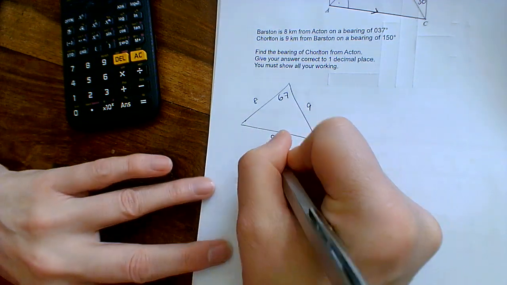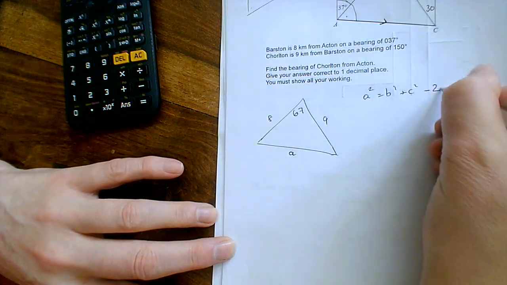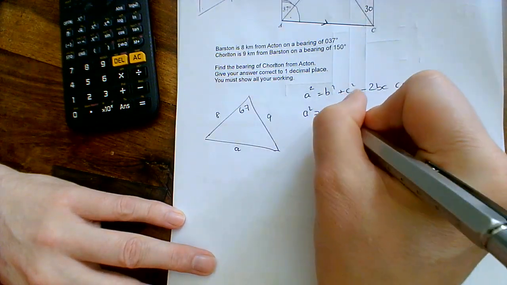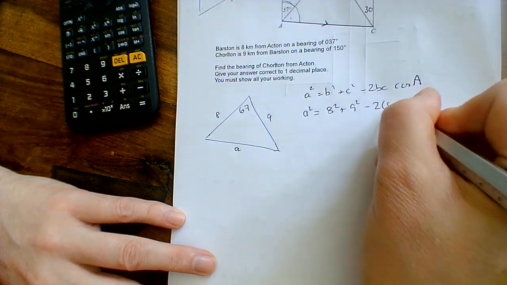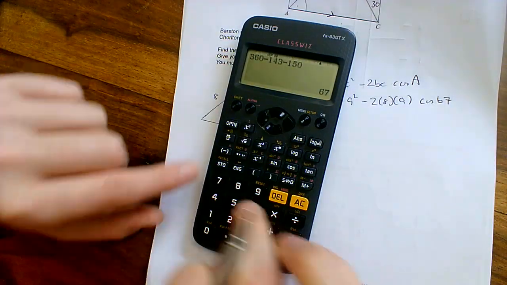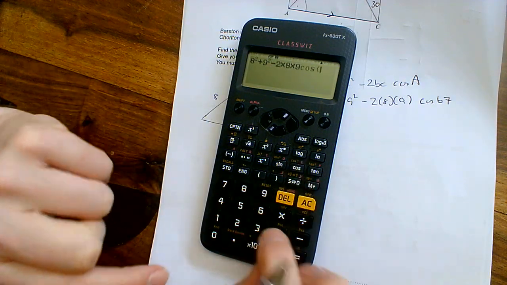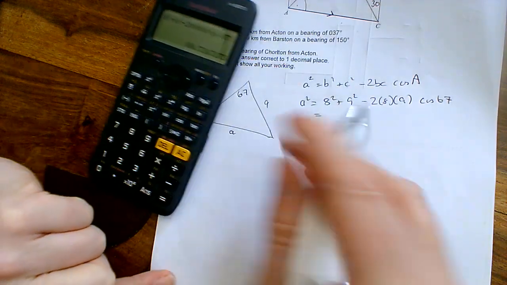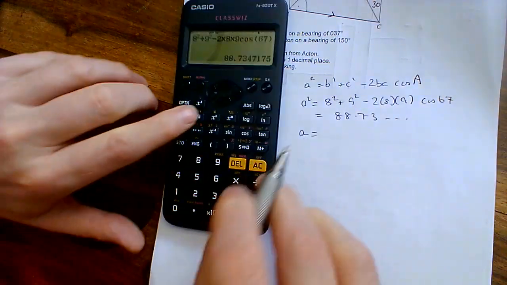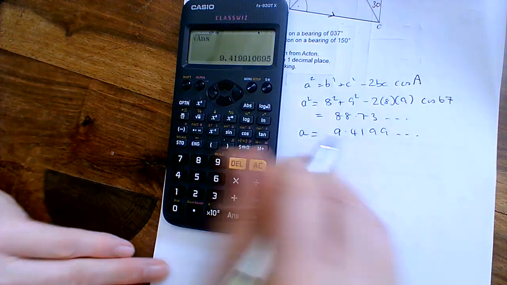So I'm going to call this side a, and I'm going to use the cosine rule to get that side. So a squared equals b squared plus c squared minus 2bc cos A. So that's your cosine rule. So a squared equals 8 squared plus 9 squared minus 2 times 8 times 9 times cos of 67, which equals, on the calculator, 88.73 some mess. So a is equal to the square root of that, which is 9.4199, whatever that's going to be.